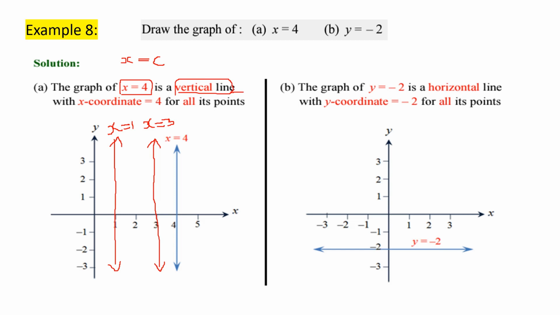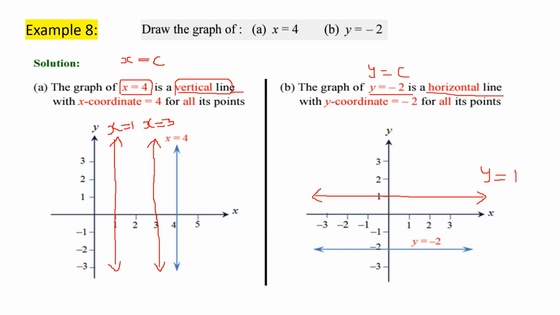And same like that, y equal to any constant number is always a horizontal line. So here we have y equal to minus 2. So it is a horizontal line passing through the y-axis at negative 2. And same like that, for the line passing through 1, what is the equation of the line? It is y equal to positive 1. So y equal to any number is a horizontal line.